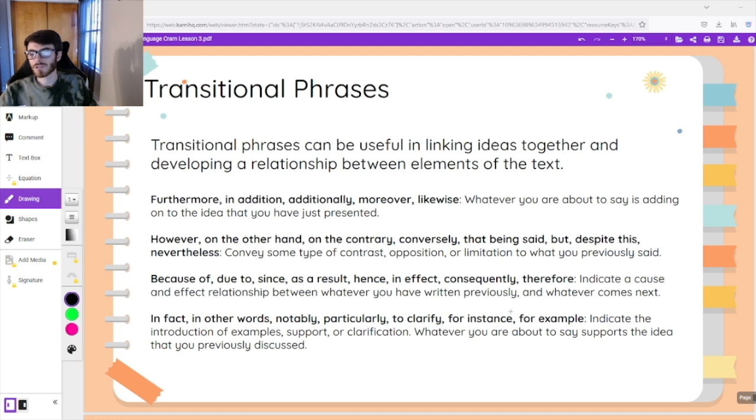So feel free to implement these in your own writing. They can make your writing more sophisticated if you are able to use them to create relationships and link ideas together. Don't force them though. Only use them where they make sense. If you just start forcing transitional phrases everywhere, that's not going to do anything for you. So make sure you're using them properly.